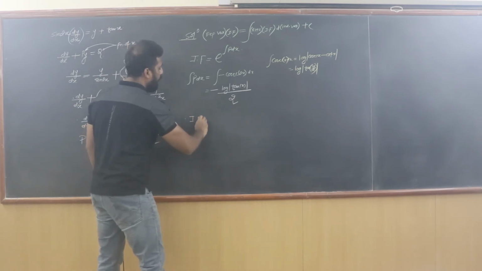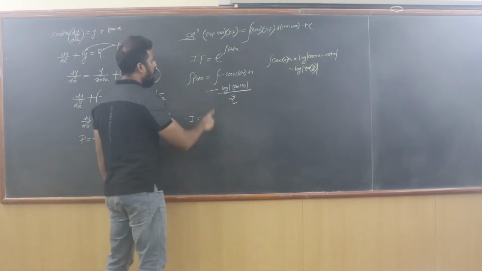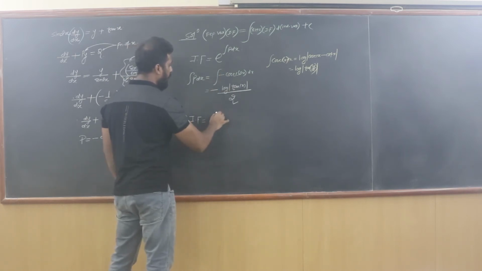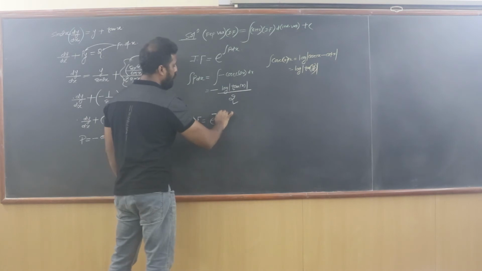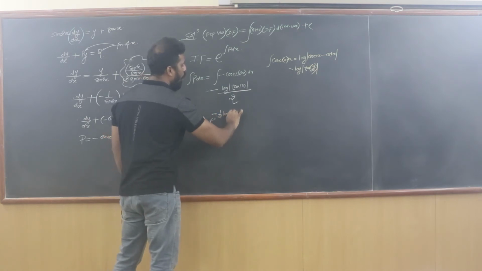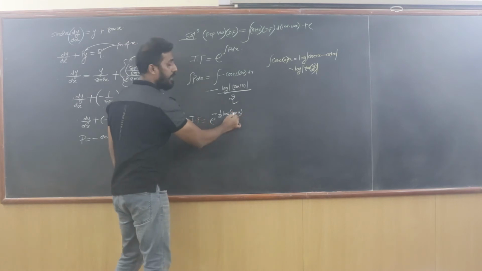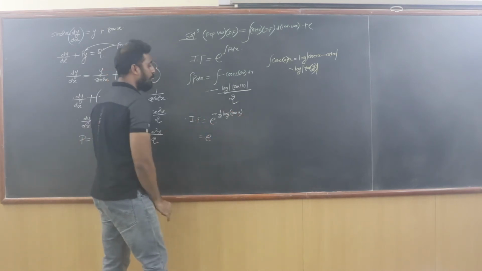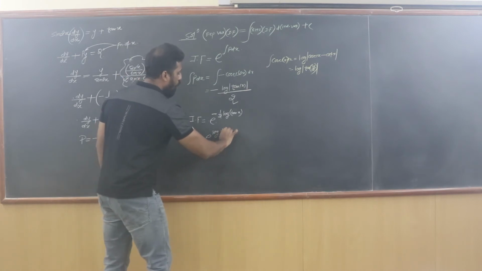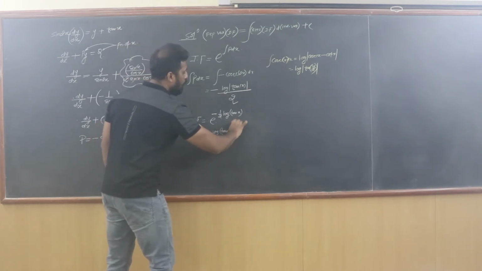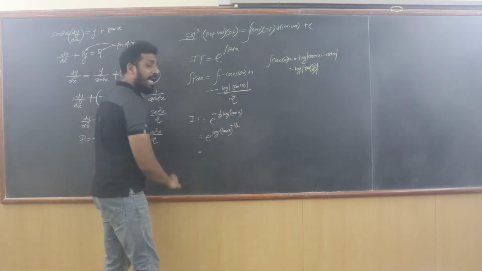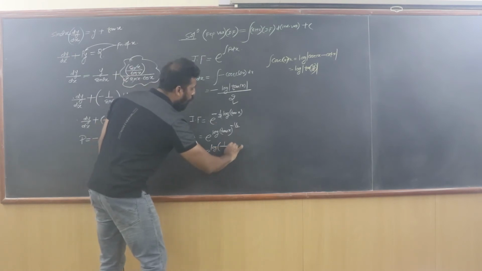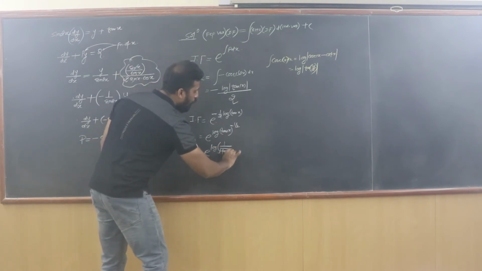So the integrating factor now becomes equal to e raised to integration of p dx. So e raised to integration of p dx is e raised to minus 1 by 2 log of tan x. Now observe carefully what is going to happen over here. This can be written as e raised to log of tan x raised to minus 1 by 2, which can be written as e raised to log of 1 upon root tan x.